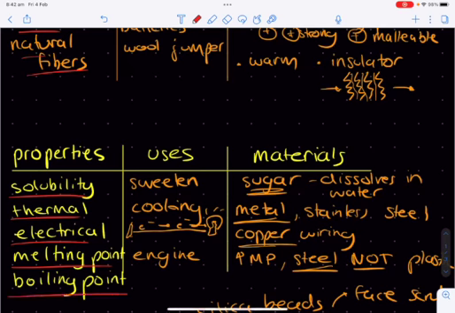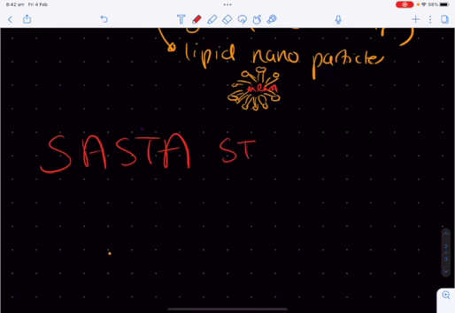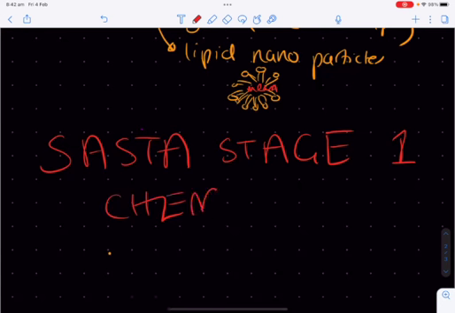There is a lot more information about this in the textbook. Please go and borrow this when you have a chance. It's called the SASTA Stage 1 Chemistry Textbook. SASTA, let's write this down for you, Stage 1 Chemistry Textbook. It's at the library, and there's a copy for each of you to use, not as a workbook, but as a textbook, and then you can write your own notes on the side.